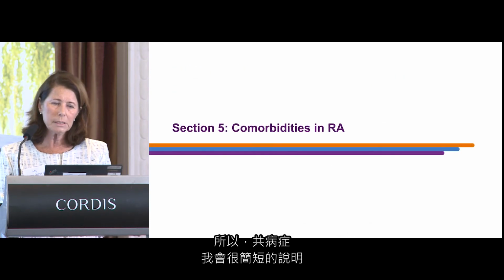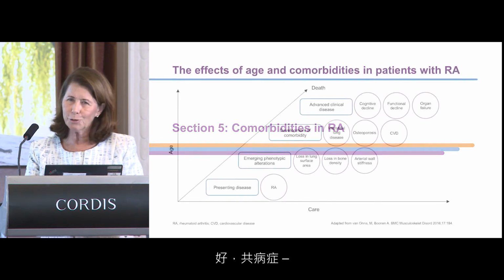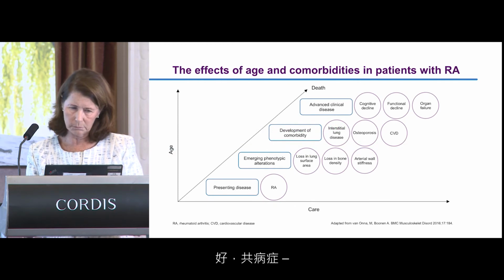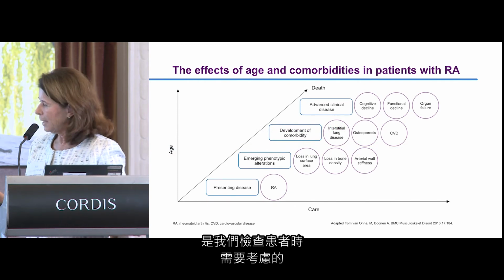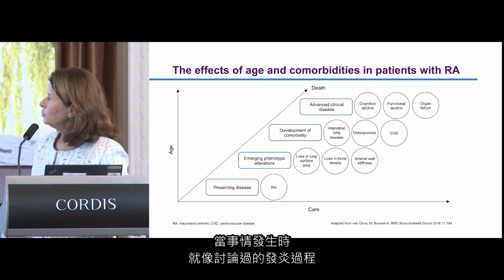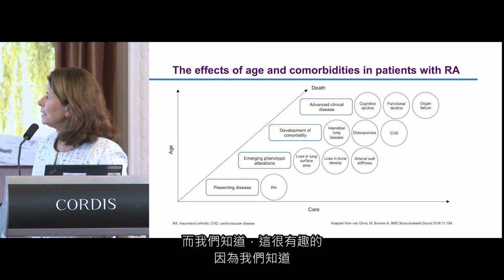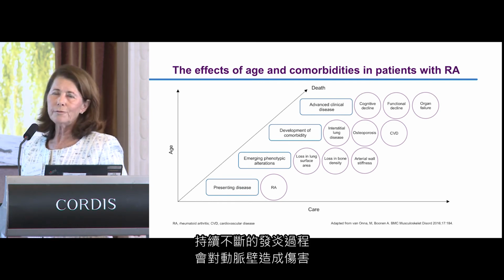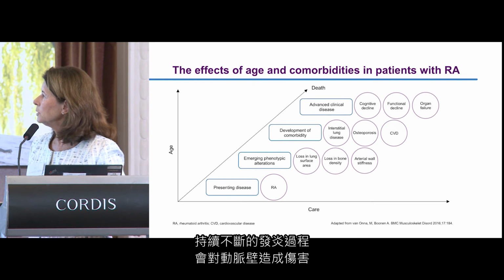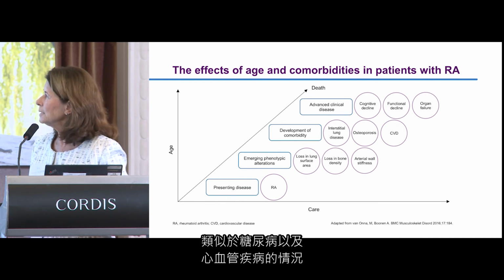So the comorbidities, I'm just going to briefly touch upon these because I talked too long. So comorbidities that we need to think about when we're looking at patients. The patient first presents with RA, and as things emerge, as we've talked about with their inflammatory processes, they will have more damage in these areas. And we know this one is fascinating because continual inflammatory processes do a lot of damage to the arterial walls, similar to in diabetes and cardiovascular disease itself.